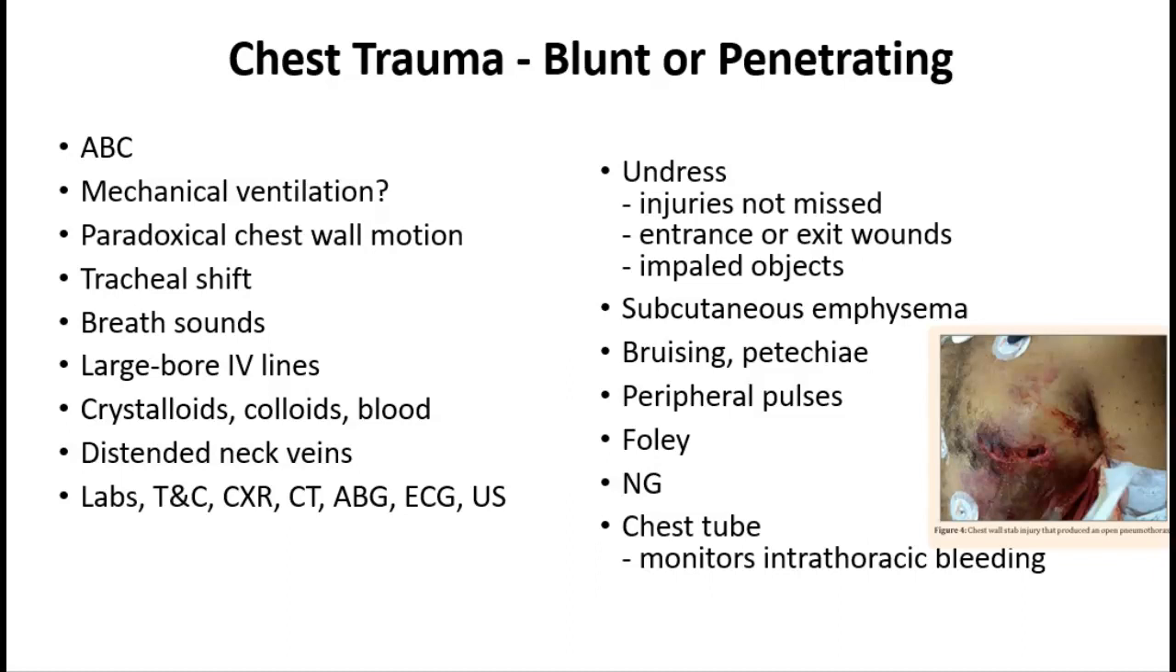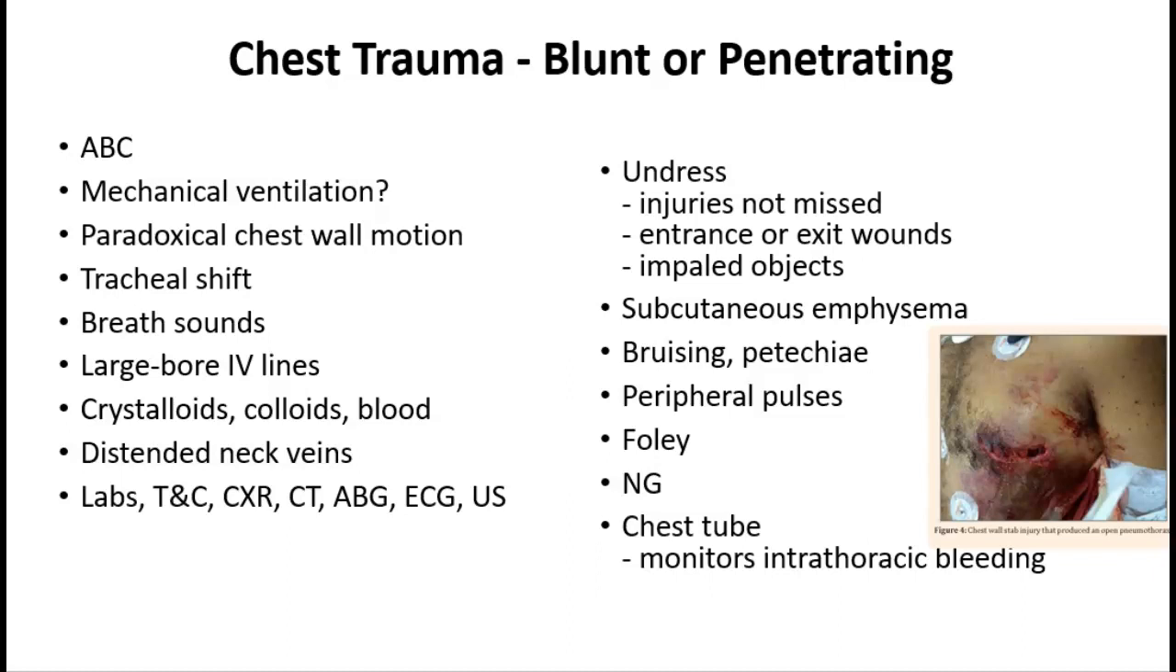Some of the things that you'll see are things like paradoxical chest wall motion. It's very important that you understand what that is and what it means. If there's any shift in the trachea from its normal midline position, that could be a sign of tension pneumothorax. Listening to their breath sounds becomes very important because anybody who has a hemo or pneumothorax will have decreased breath sounds.